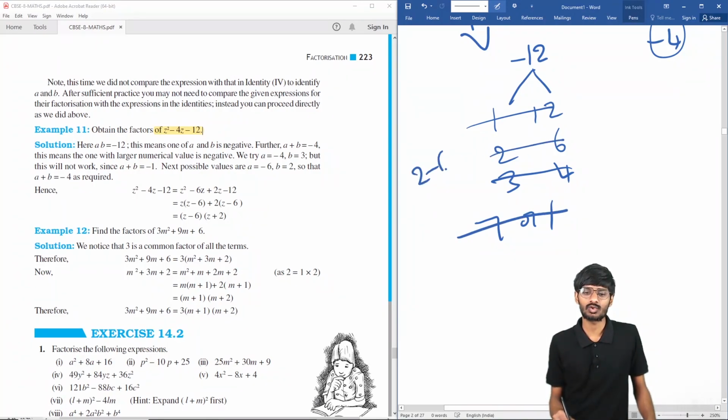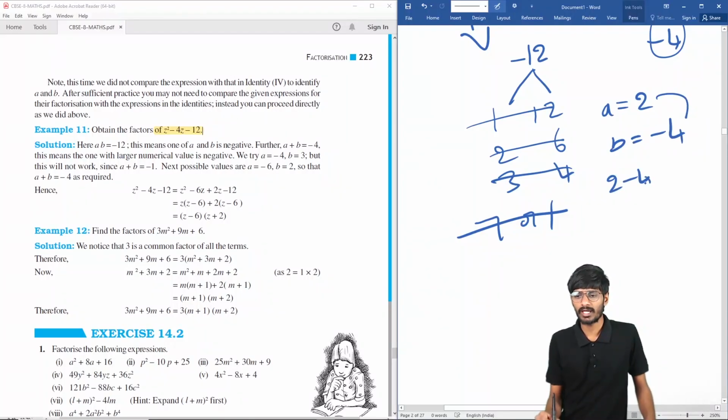If you write 2 minus 6, it is minus 4, or 6 minus 2 is also 4. So we want 2 minus 6, which is minus 4. And so finally, A is equal to 2 and B is equal to minus 6. See, if you multiply them, that is 2 into minus 6 is equal to minus 12.